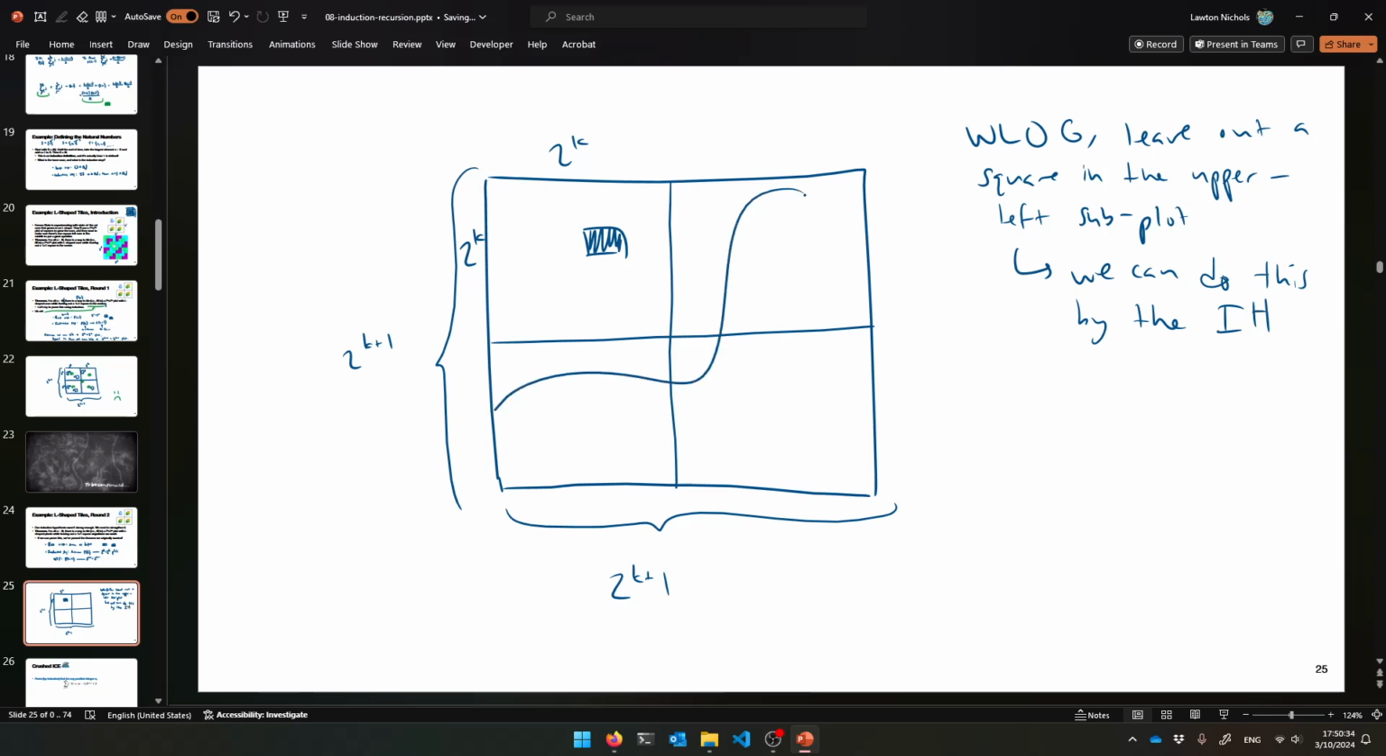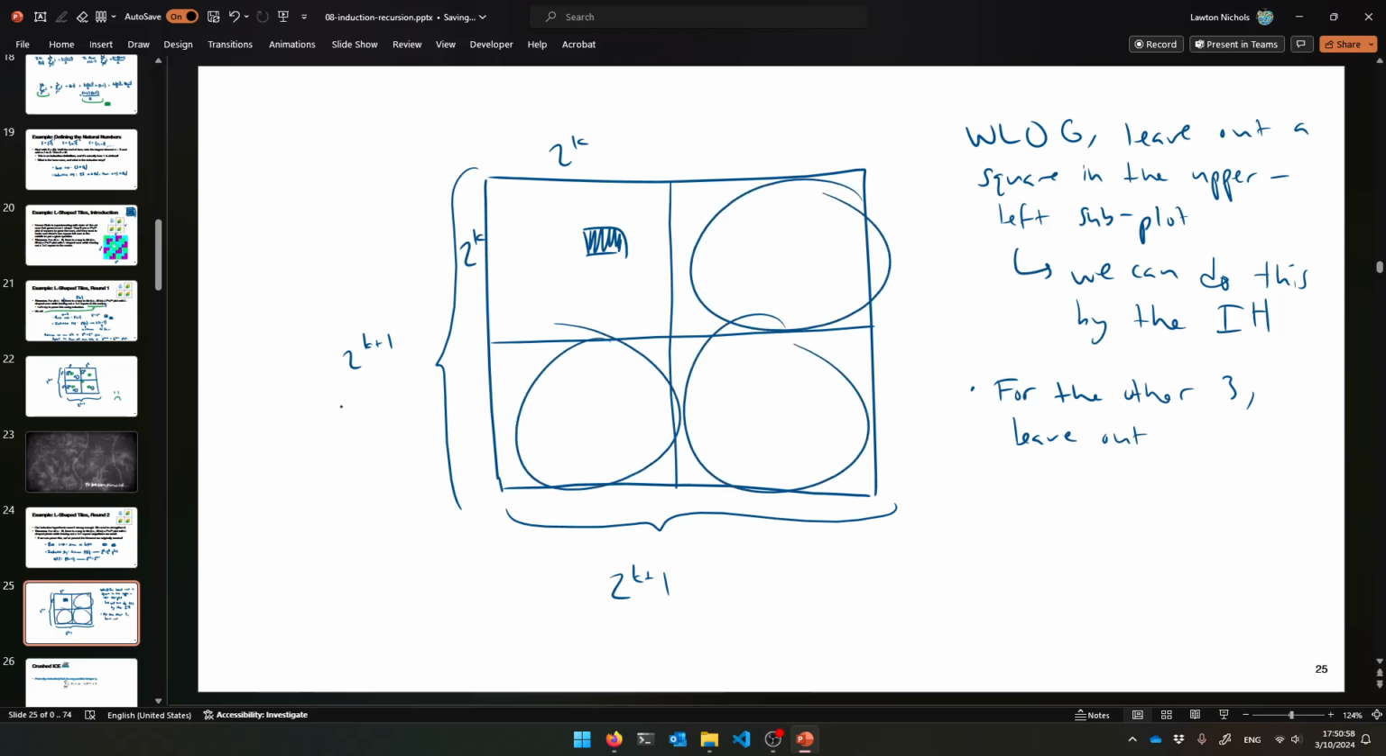And then for these other three guys, we have to show that they build the bigger picture. We have to show that we can fill them in and not leave anything out, because this was the place where we wanted to leave something out. Everything else needs to be filled in, right? So for the other three subplots, leave out, we know that for each of these, the inductive hypothesis gives us a way to tile these while leaving out a tile wherever we want. Let's leave out a tile right here.